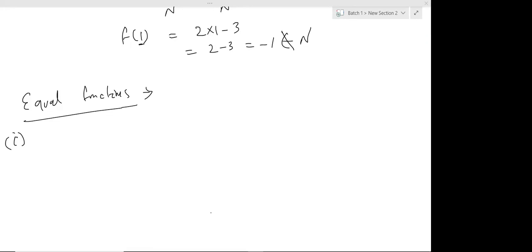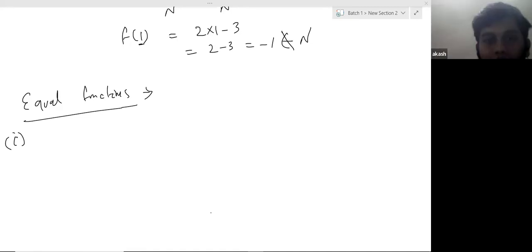So two functions are equal when domains are equal, as well as the codomains. All right. Is that all?